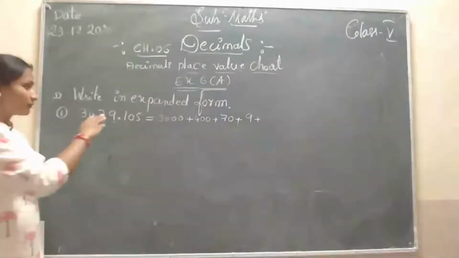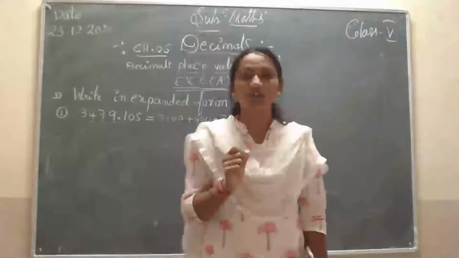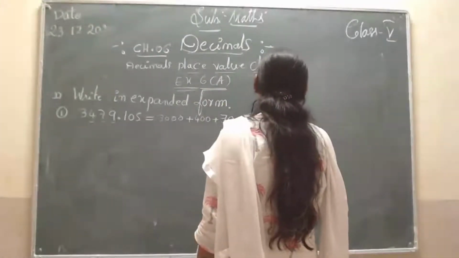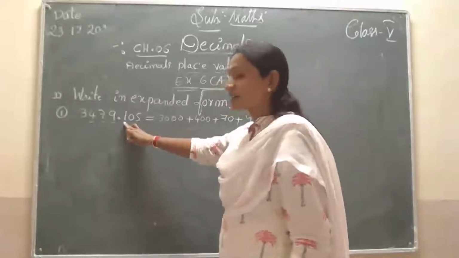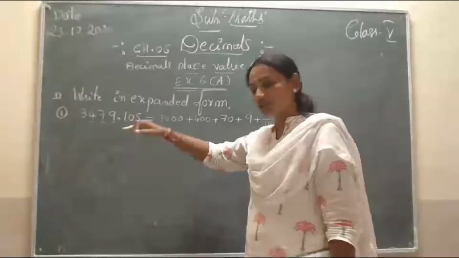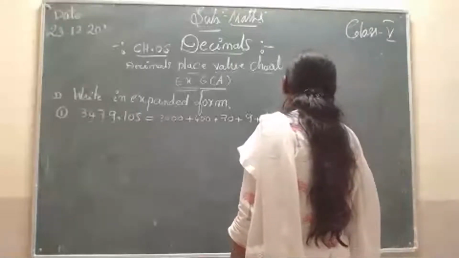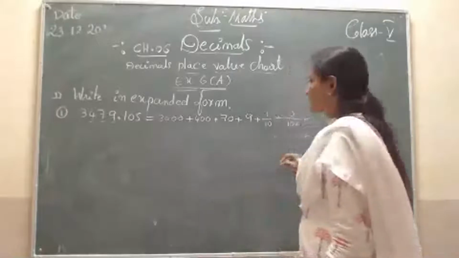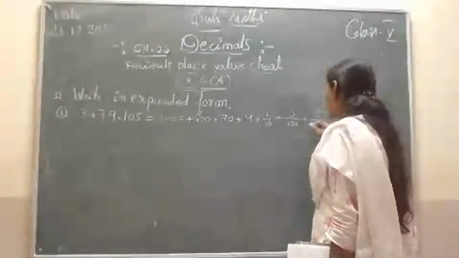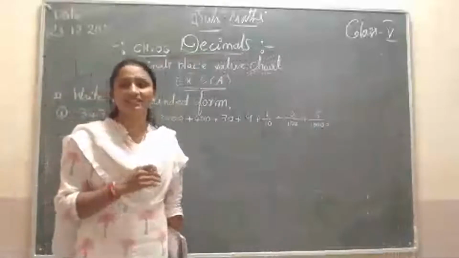Students, now the part after the point of the given number is 105. So 1 means you have to write 1 by 10, because what is the value of the 1? This is tens. So this is the decimal form. First is tens, then hundreds, then thousands. So 0 by hundreds, 5 by thousands. So this is the expanded form. Students, this is the expanded form.